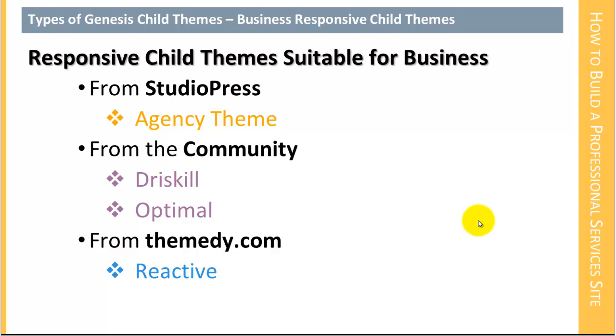And then the third category is the category that I'm going to spend the most time talking about, which is responsive child themes. And in particular, responsive child themes suitable for business. Now, StudioPress has a whole bunch, 5 or 6 at this point, of responsive child themes. However, only one of its responsive child themes I think is suitable for a small business site, and that's the agency theme, the one that we're using right now. However, from the community, there are a couple of them that I think are quite good. The Driscoll and the Optimal theme.